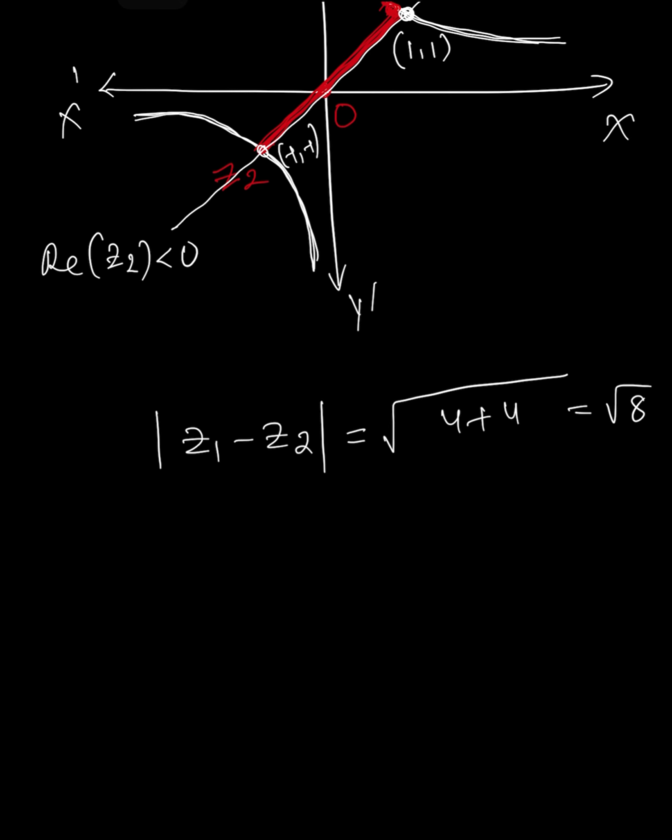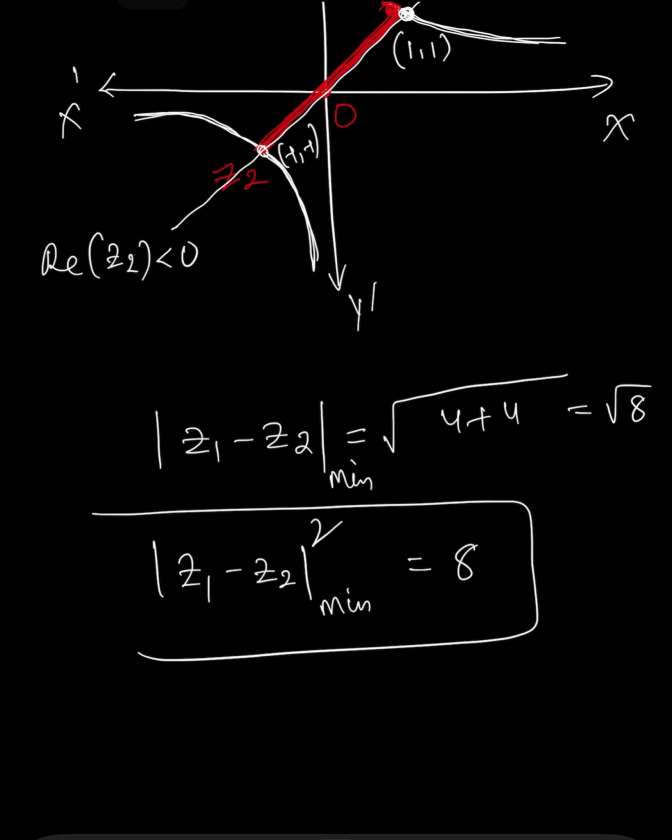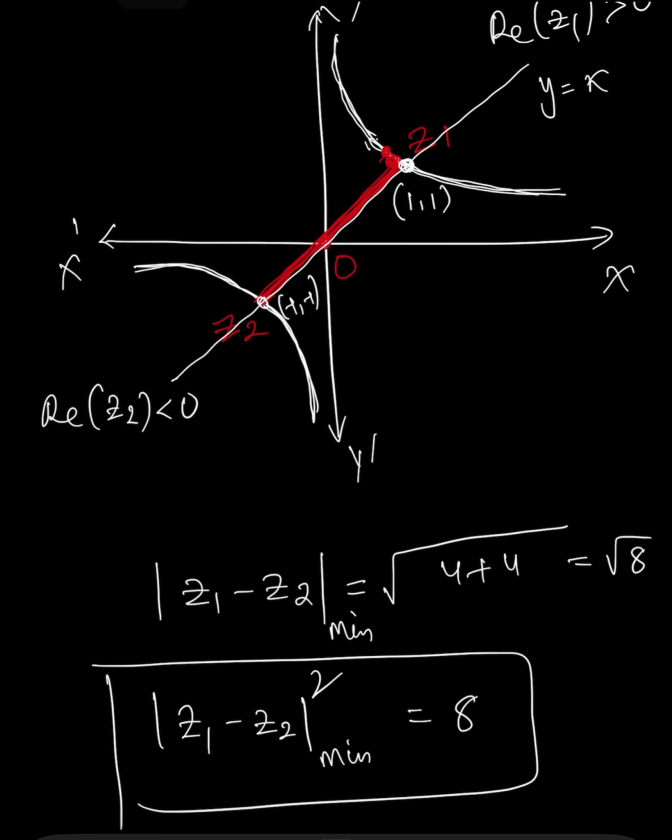And what we want is the minimum of modulus of z1 minus z2 whole square, and the minimum value is equal to 8. Thank you.